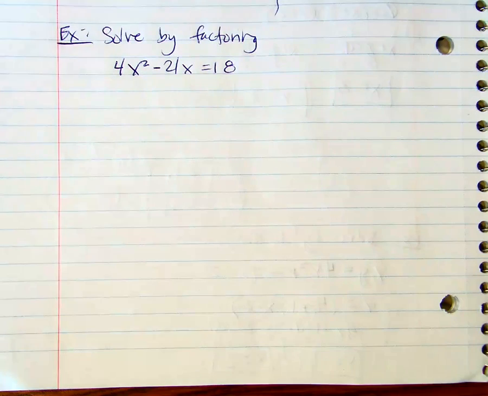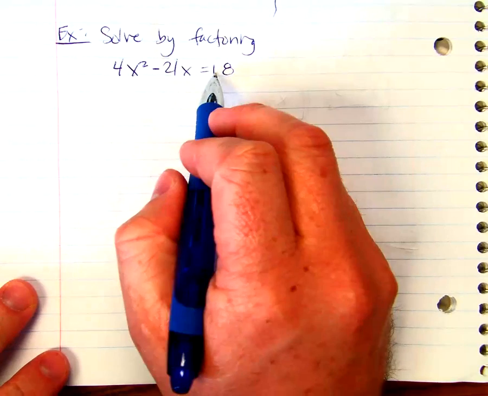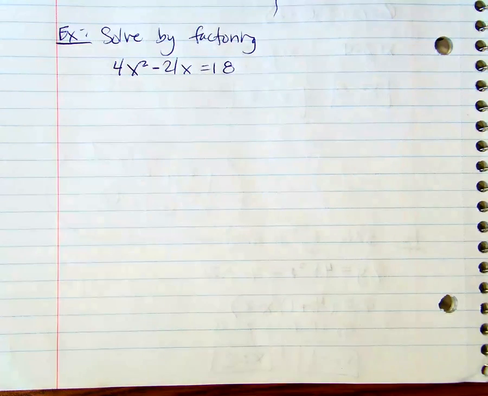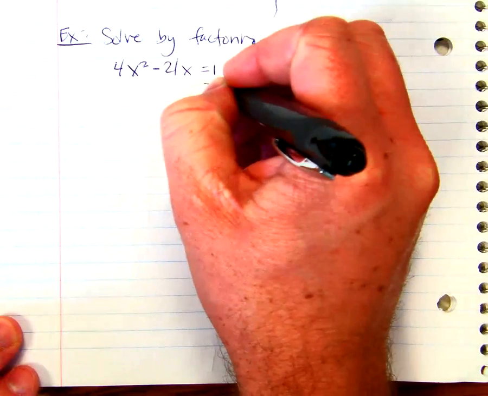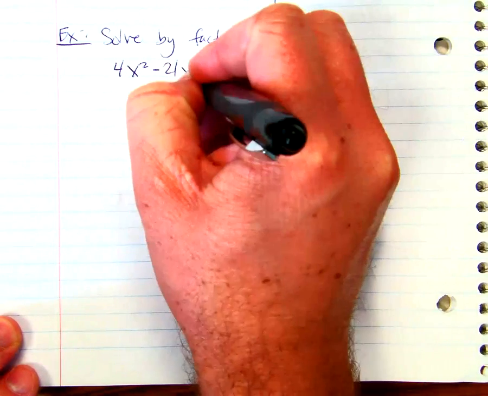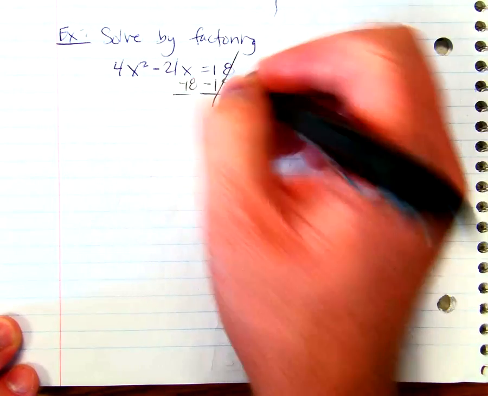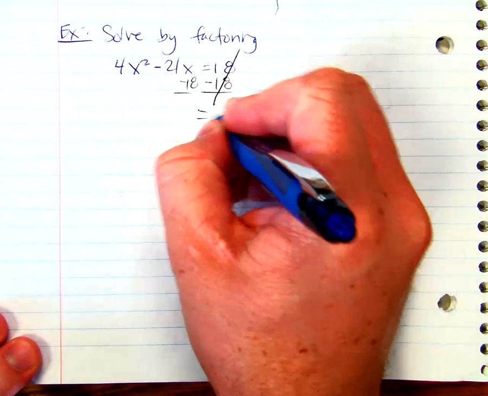So for this one, Will's got the right idea. If I have a positive 18 here, and I need it to be a 0, we can't find x-intercepts if y is something other than 0. So let's subtract 18 on both sides, and that's going to give us something that equals 0.